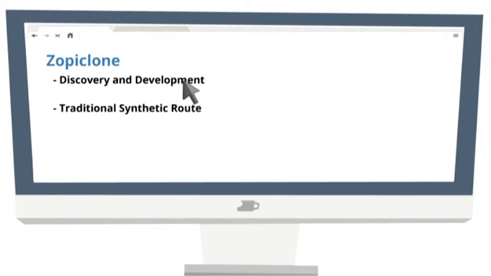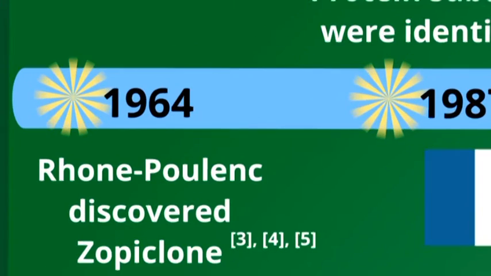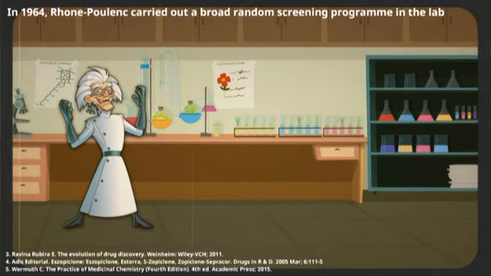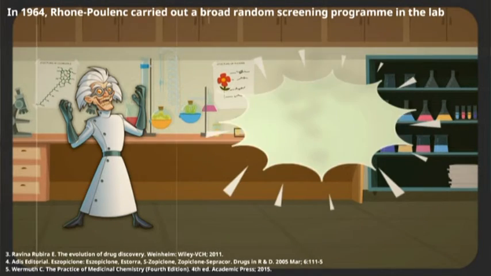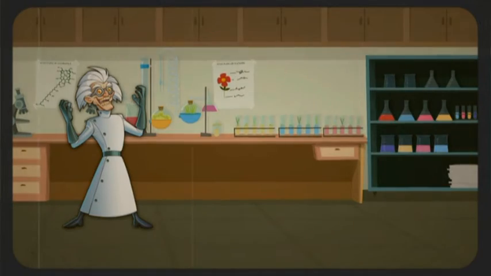In 1964, Rhône-Poulenc carried out a broad random screening program aimed at the search of anxiolytics. From their 3,000 lead compounds screened, they discovered Zopiclone, a cyclopyrrolone hypnotic. Zopiclone was the first compound developed which is chemically unrelated to benzodiazepines, yet binds with high affinity to benzodiazepine receptors.